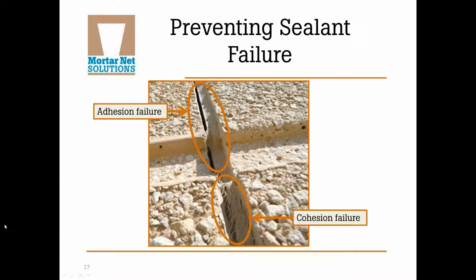Now, cohesion failure is where the sealant stops sticking to itself. In other words, it tears apart internally. And in the lower part of this picture right here, you can see an example of cohesion failure where the sealant bead has pulled apart internally. Cohesion failure like this is frequently due to the application of a sealant bead that's too thin or the result of triaxial stress, a condition in which the sealant is pulled in 3 directions at once.